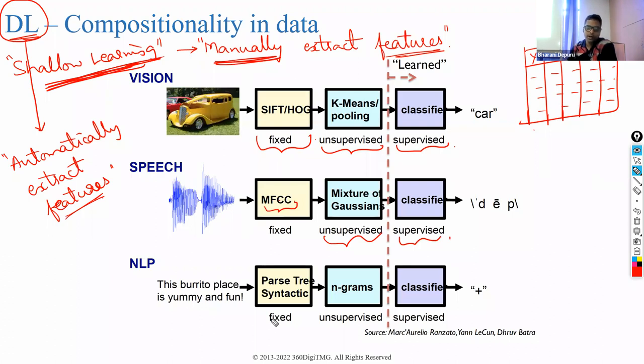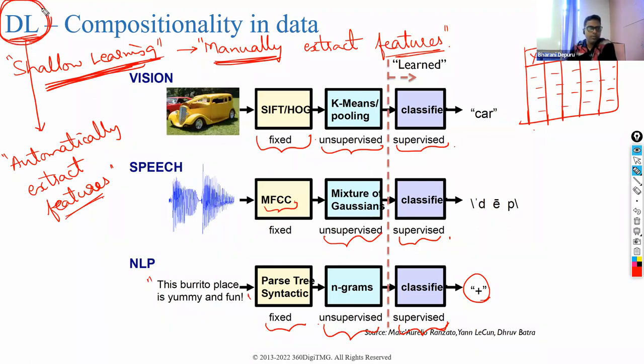If you have textual data, then there is something called a parse tree, syntactic. You take that, you extract the features, and then you apply unsupervised learning techniques or supervised learning techniques. And finally, if it is a classification technique, you want to probably look at this and classify whether it is positive or negative, right? So on and so forth.